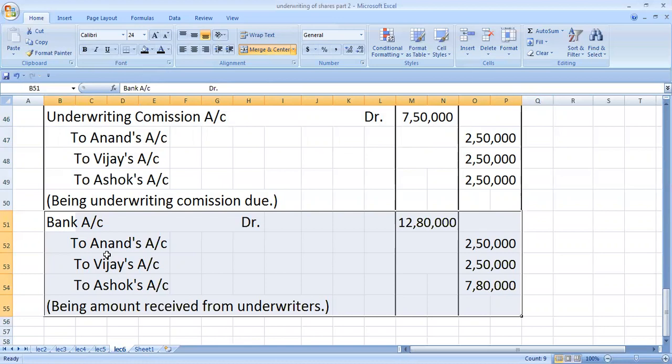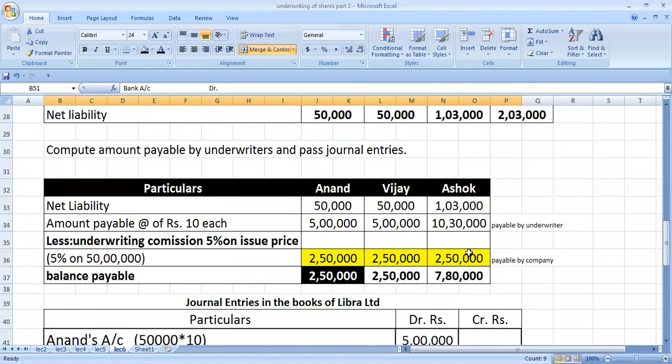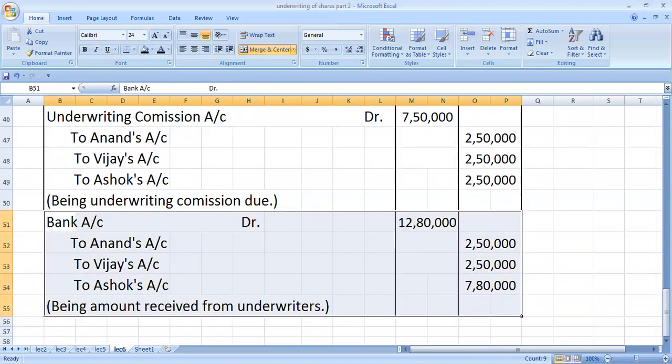So how much amount will be paid by Anand? 2,50,000. See, this part we have calculated here. 2,50,000 payable by Anand, Vijay is payable by 2,50,000 and Ashok is payable by 7,80,000. So the total amount received by the bank from these three underwriters for subscription of shares after deducting underwriting commission is 12,80,000. So bank account 12,80,000 debited, to Anand's 2,50,000, to Vijay 2,50,000 and Ashok 7,80,000. You will have to write the narration: being amount received from the underwriter.